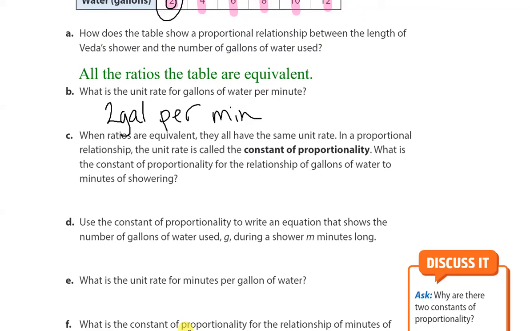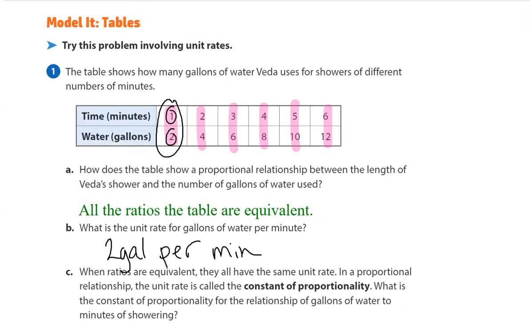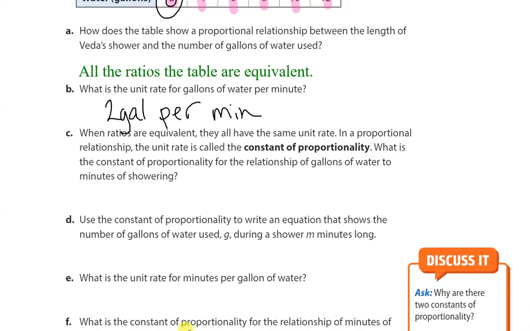All right, letter C here. 1C. There we are. When ratios are equivalent, they all have the same unit rate. In a proportional relationship, the unit rate is called the constant of proportionality. I feel like that is long enough to deserve an echo.